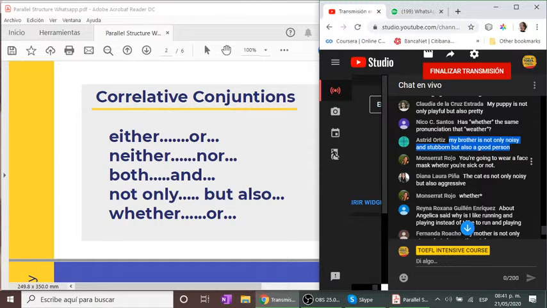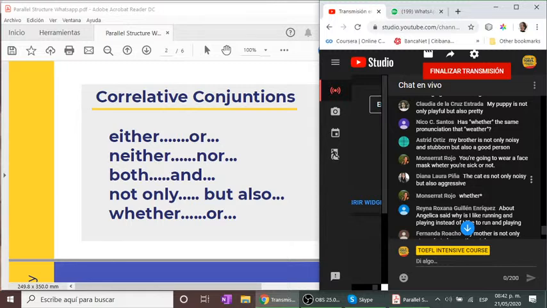You're going to wear a face mask whether you are sick or not. We have to do neither, nor, right? That needs to be corrected. Montserrat, neither or nor. You have to do another one for yourself, using neither and nor. Vamos a usar ejemplos con neither y nor. Okay, use that, yes.